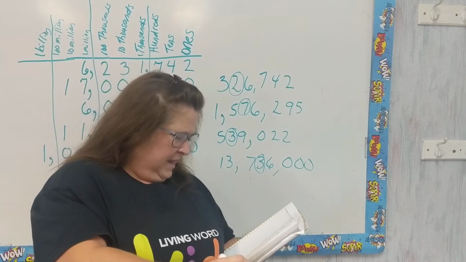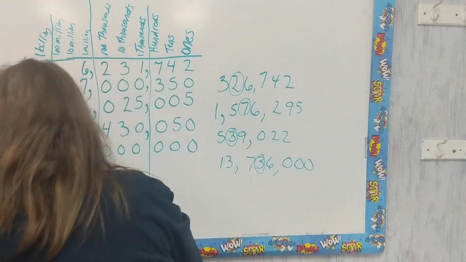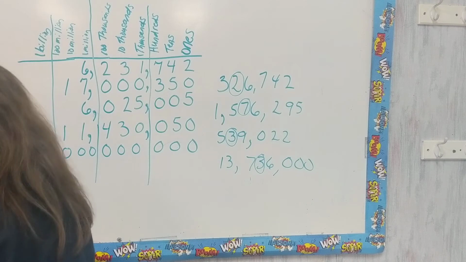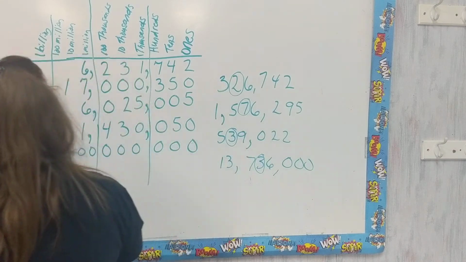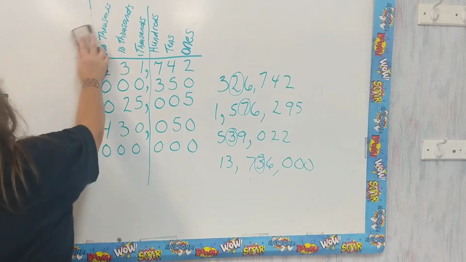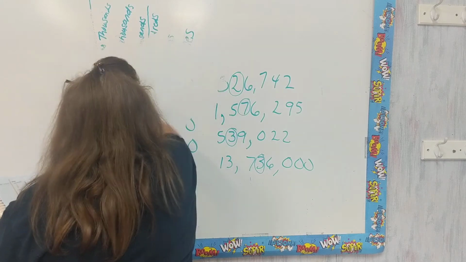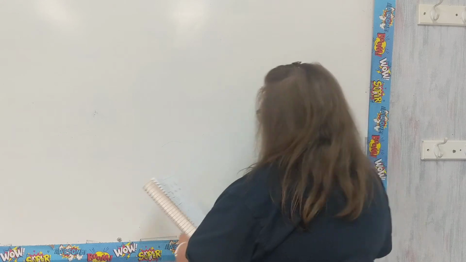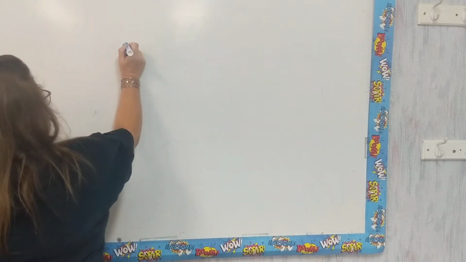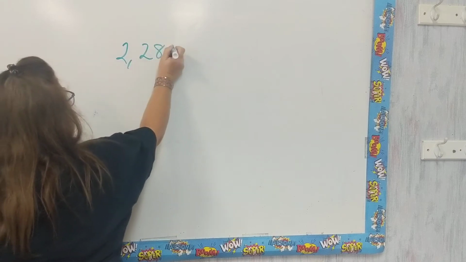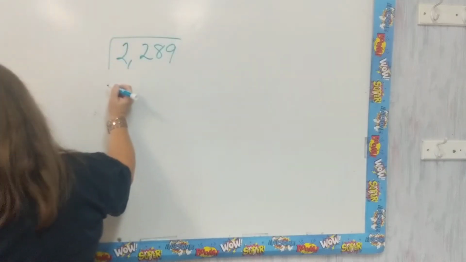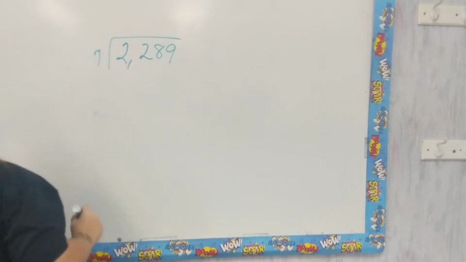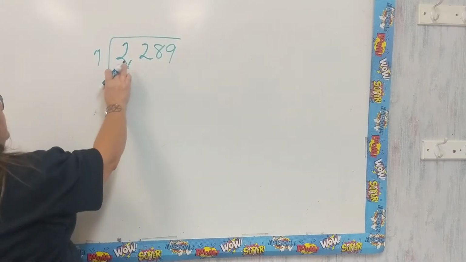Turn to the back side, look at page 14, and look at section 9. Section 9, you can pause the video anytime you need to. Look at section 9. We have 2,289 divided by 7. So we're going to say, how many times will 7 go into 2?